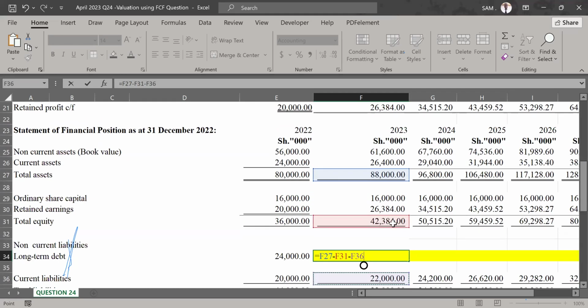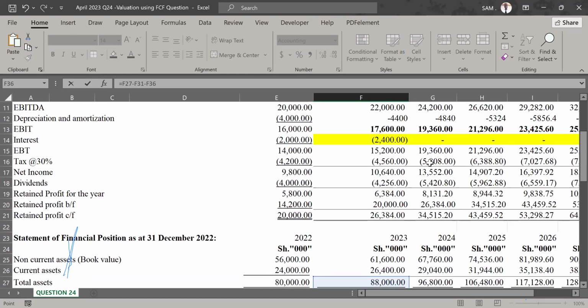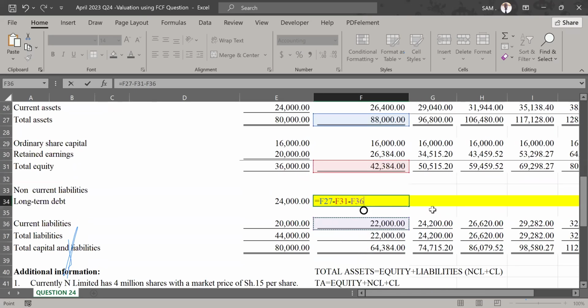And you see this retained earnings. I want you to look at this again. Retained earnings in 2024. You see this figure of 34,515. You will see it change. It will not be 34,515 because of the effect of interest that will come here. Interest will change this 34,515. And you know very well, it is the 34,515 retained profit carried forward that is being brought forward in the statement of financial position. So I want you to look at the change. I will confirm it and you see how things will change.